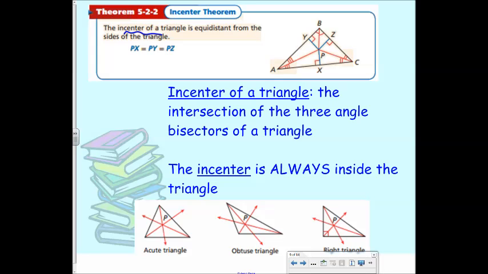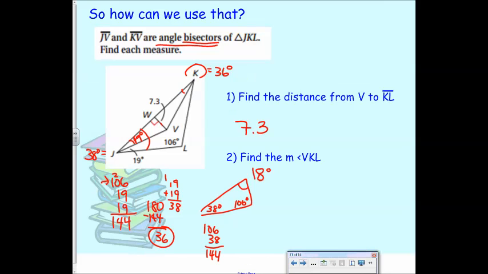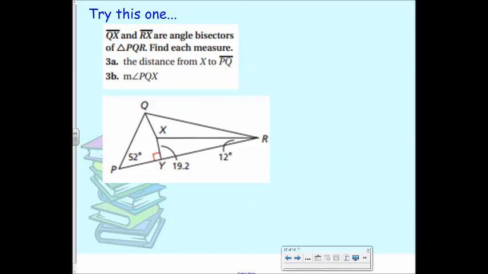All right, so QX and RX are angle bisectors of PQR. Find each measure. So I want to know the distance from X to PQ. So I want to go from X right here in this in-center to PQ. So how much would that have to be? 19.2. Why? You don't divide anything by 2 here, because it tells you that XY is how long. So if that's 19.2, to get to this wall would also have to be 19.2.